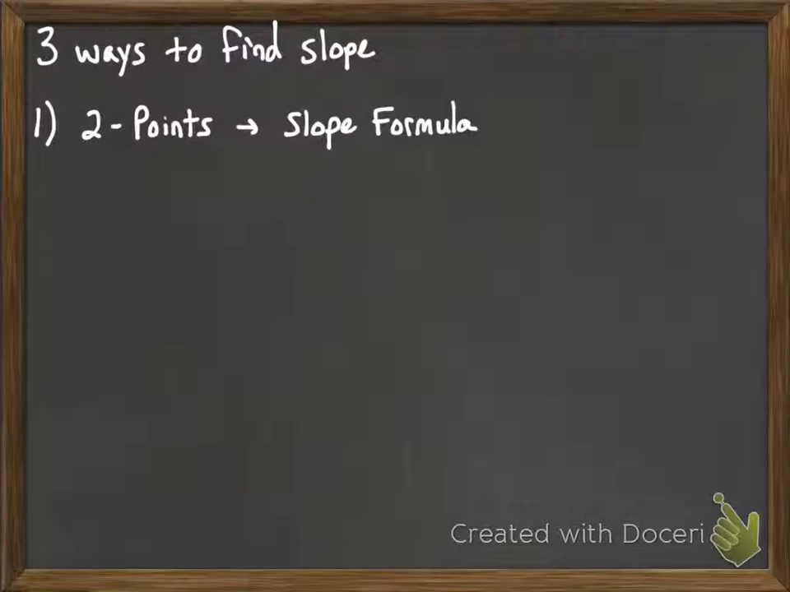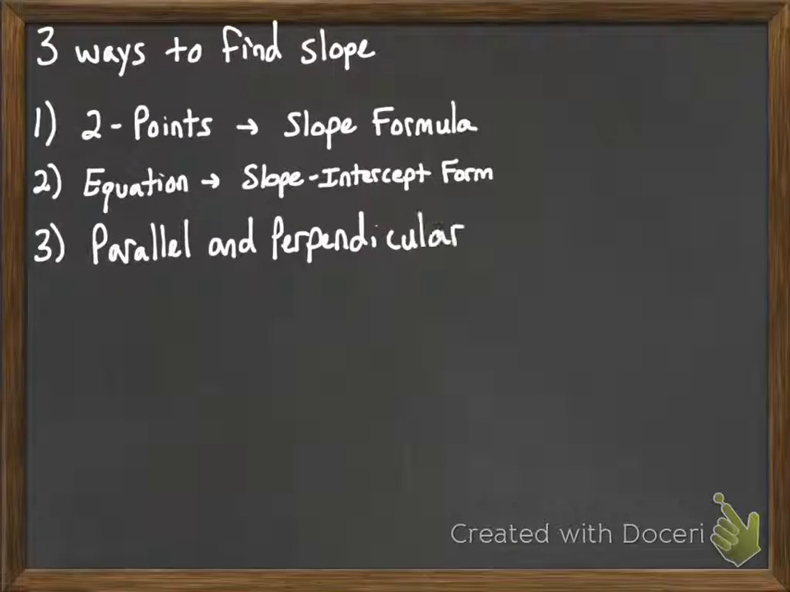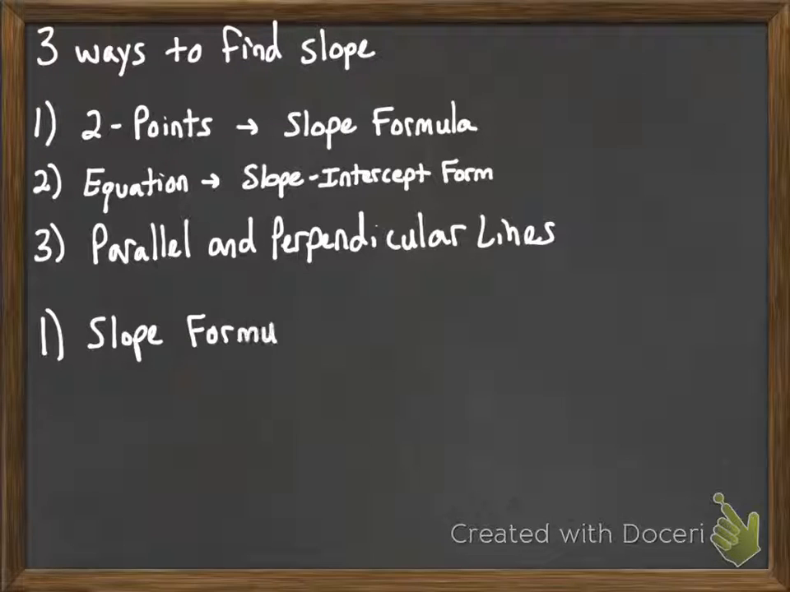We make use of what's called the slope formula. We're actually going to look at an example of that in just a moment. The second way is when we have an equation, we can take that equation and convert it into a format called slope-intercept form, where we would then be able to figure out the slope of the line. And the third way is in relationship to parallel and perpendicular lines, how a line is related to a line it's parallel to, and how it's related to a line it's perpendicular to in terms of its slope. In this video, though, we're going to focus on number 1, and that's using the slope formula.